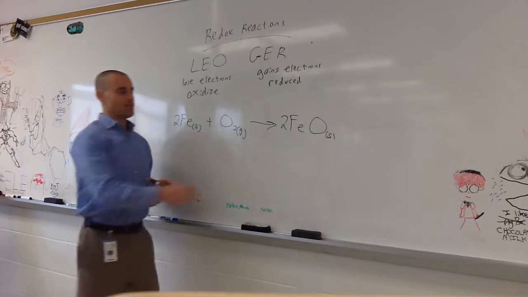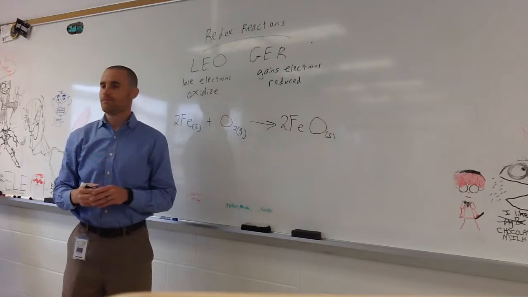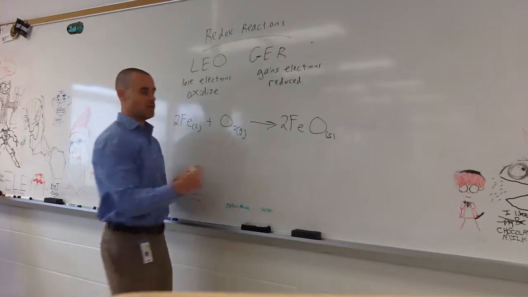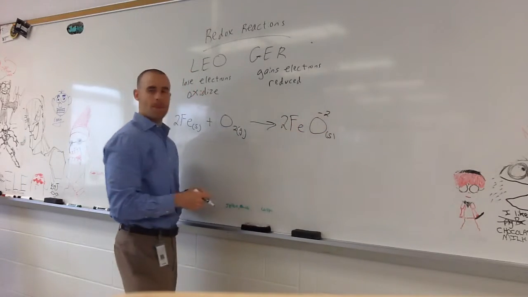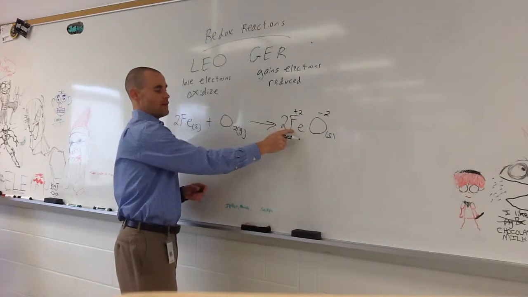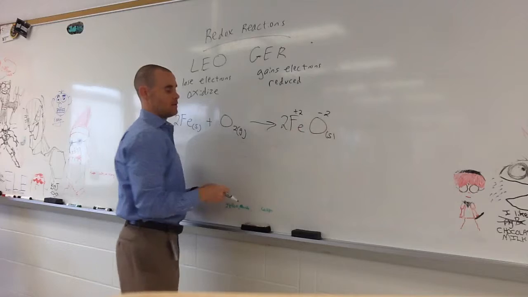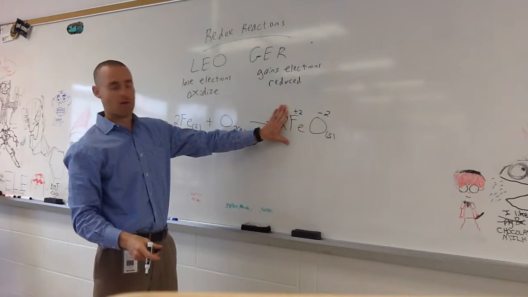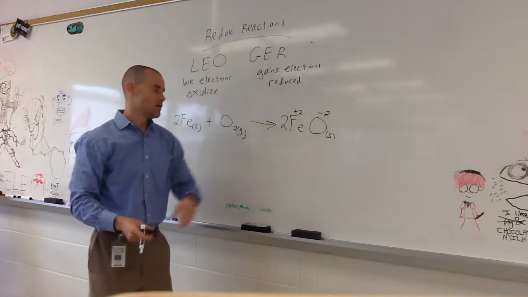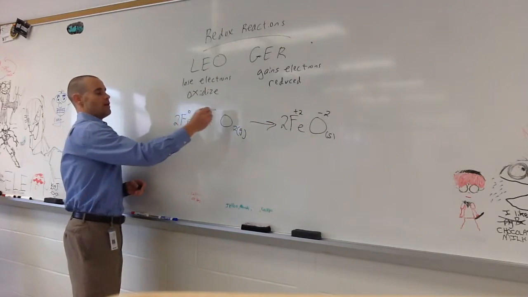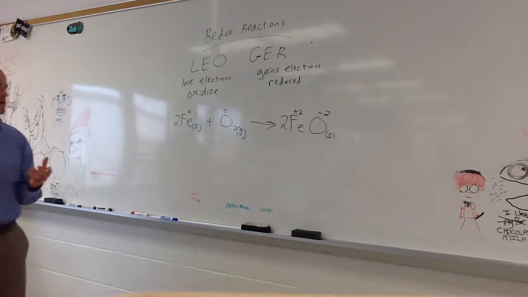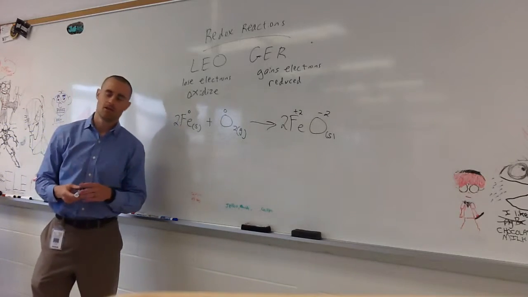What's the oxidation number on these two? Who remembers what oxygen always is? -2. So what does that mean Fe has to be? Plus 2. There's only one Fe and one O, so it has to be +2 and -2. Stay with me. Over here, there are zeros. Elements in their pure state have no charge.